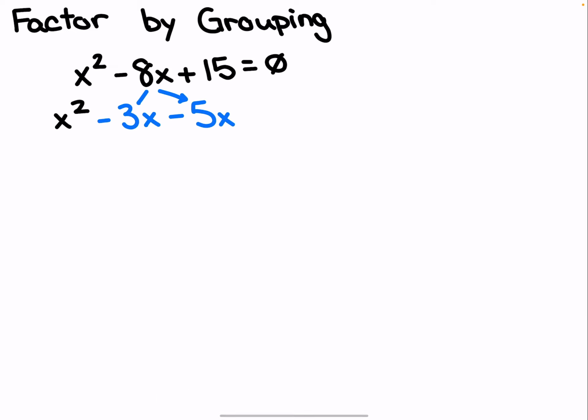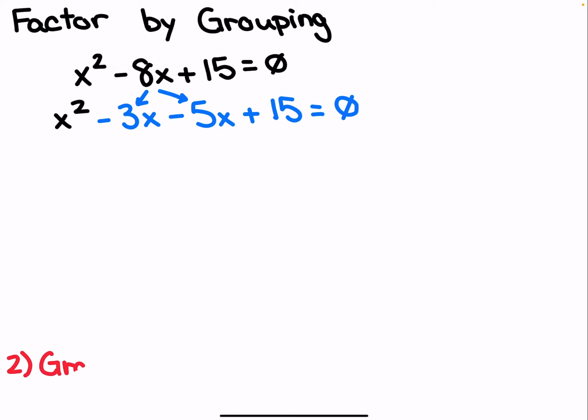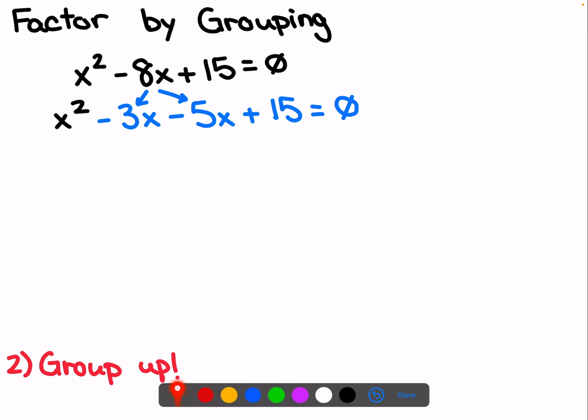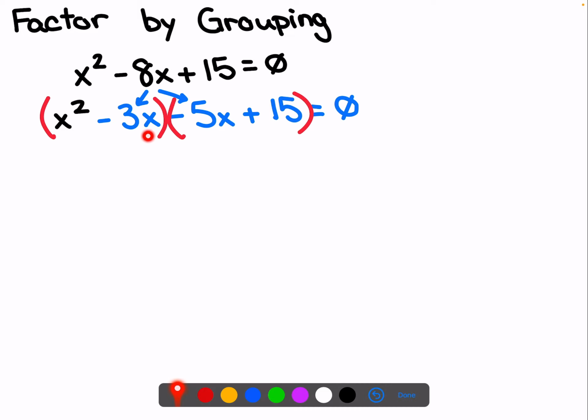So I rewrite it out: x squared minus 3x minus 5x, again, those are just from the broken -8x, plus 15 equals 0. Next, we group up. I group my first two terms together, and I group my last two terms together. So I have x squared and -3x grouped, the first two terms, and -5x and 15 grouped, my last two terms.